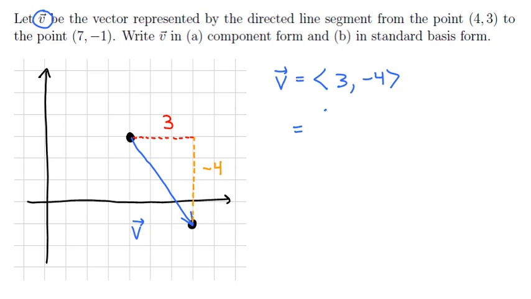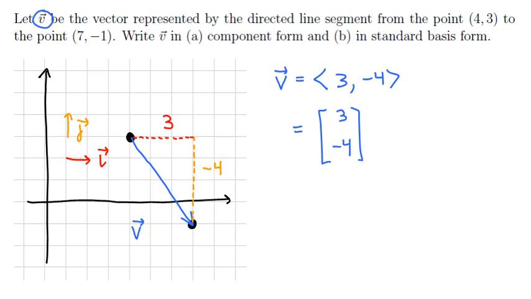Remember that the vector can also be written in component form as a column as 3, -4. And this would answer part A. As for writing it in standard basis form, remember that the standard basis consists of 2 vectors. The vector i, a unit vector who points 1 unit to the right, and a vector j, who points 1 unit up.